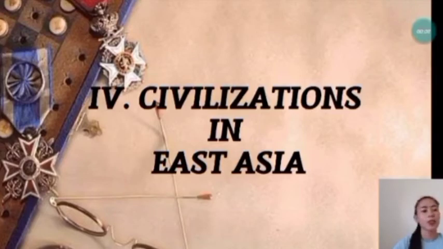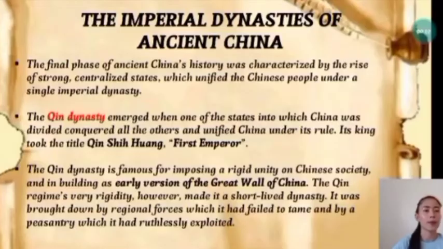Chapter 4: Civilizations in East Asia. Lesson outline: China and Japan. The imperial dynasties of ancient China.